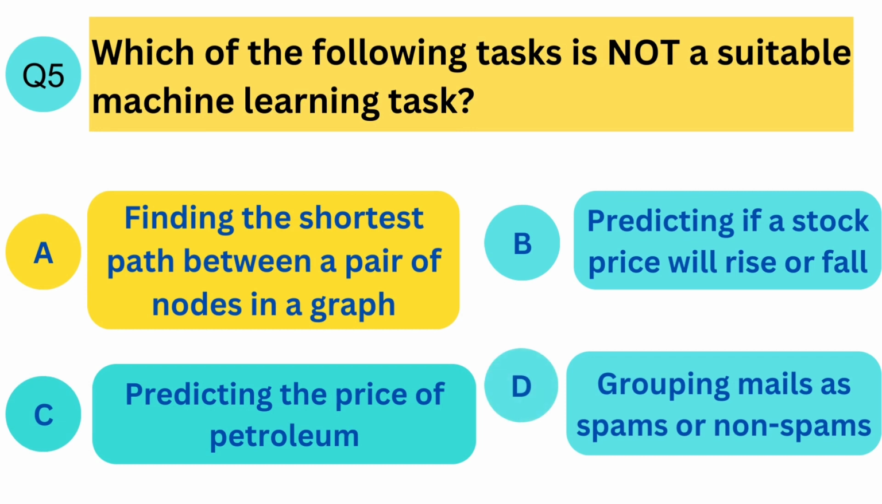Answer is A. Finding the shortest path between a pair of nodes in a graph.